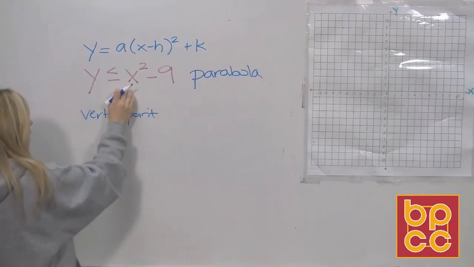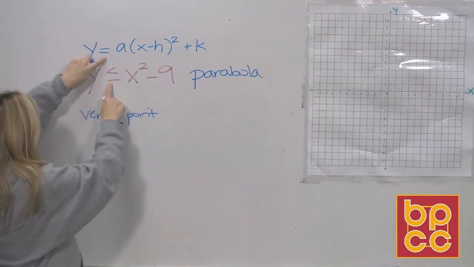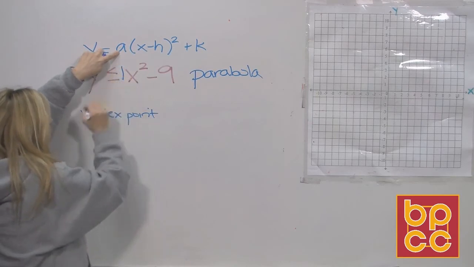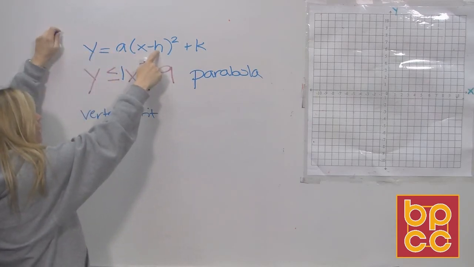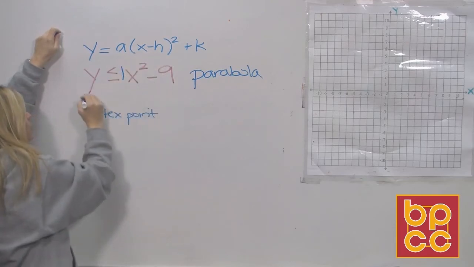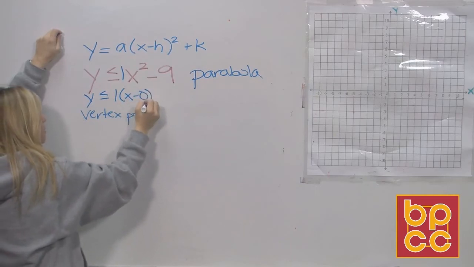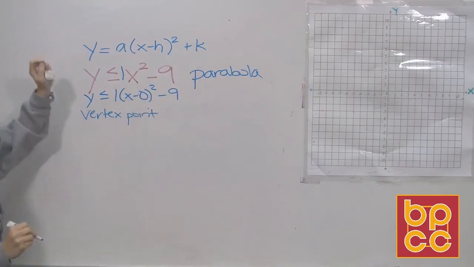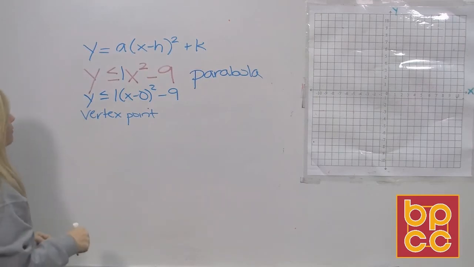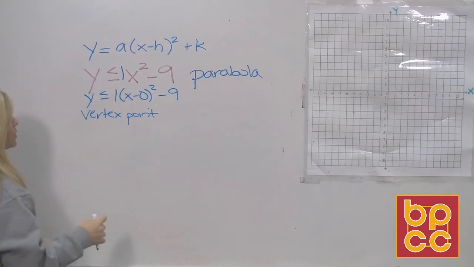Well, is our inequality set up this way? Sure it is. I got the y, I got the equals. My a is in front, that's 1. I don't have the parentheses. So again, what can you subtract from x that's invisible? It must be 0. So I can rewrite this as (x minus 0) squared, minus 9. There's your k value. So we already discussed this. If the equation of the parabola or the inequality of the parabola is in that form, we will see the vertex point.